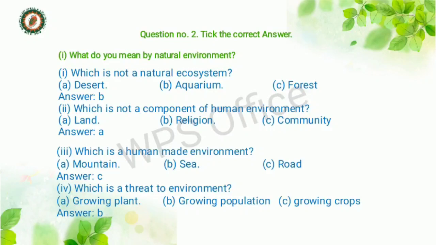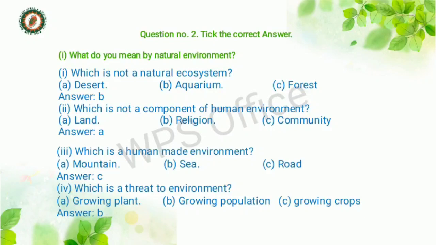Now question number 3, which is a human-made environment? Another 3 options are there: option A, mountain; option B, sea; option C, road. And the correct answer is option C, road. Road is a human-made environment.